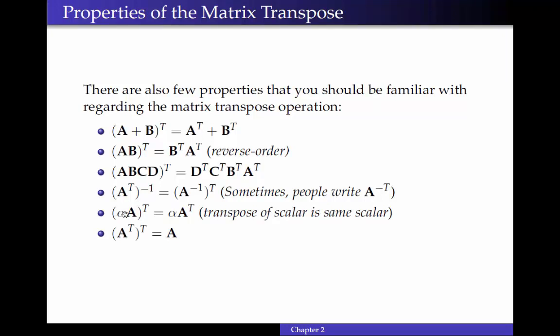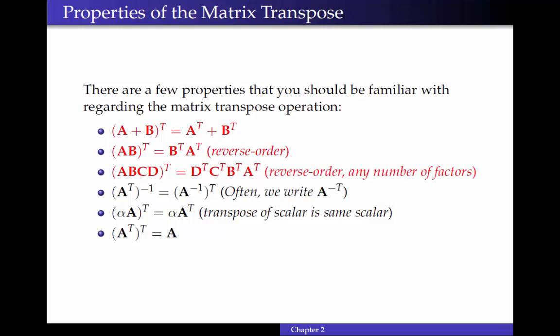And then these last two should be pretty straightforward. If I have a scalar multiple of a matrix and I take the transpose of that, it's the same as taking the scalar multiple of the transposed matrix. Another way you can say this is that the transpose of a scalar is just that same scalar. And we've also already seen the fact that if I take the transpose of a transpose, I get back to the original matrix. So let's see how we can put these to use. These first three will be the ones that come in handy the most, I think, throughout our course.